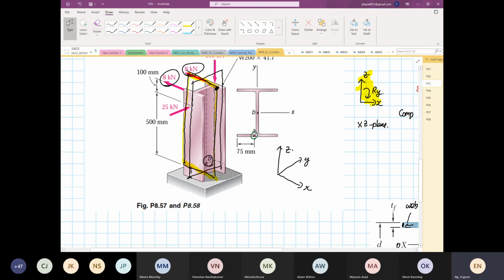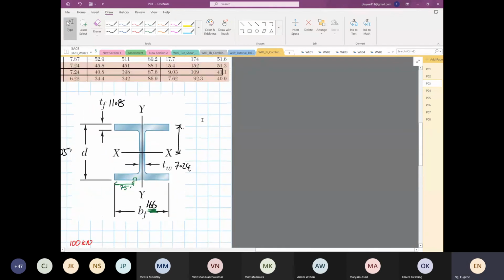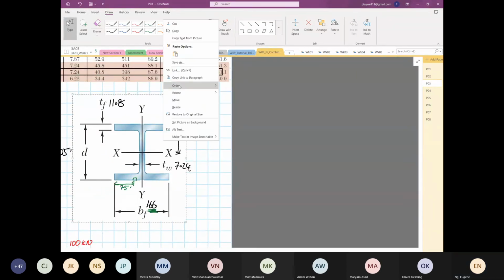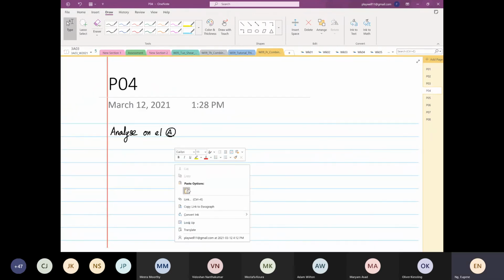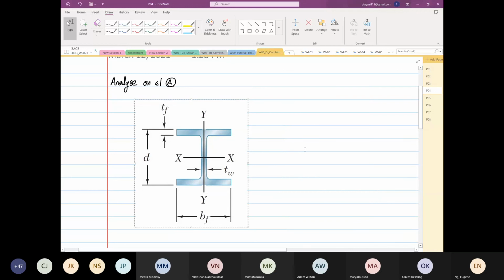Then we are going to look at element A. Let me get element A. So this is your element A. We are going to deal with element A first, and next week we deal with element B. So we know the distance from here to here. This distance is 75 millimeters.